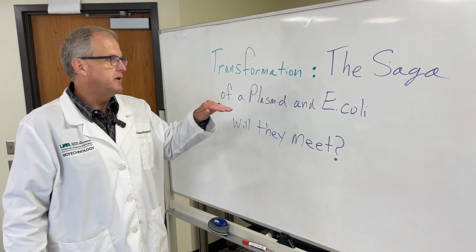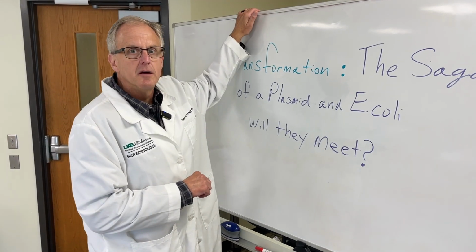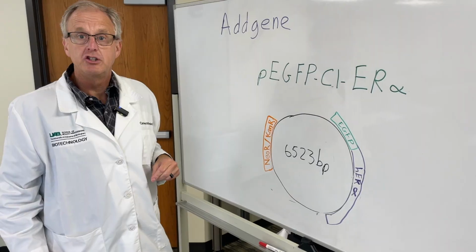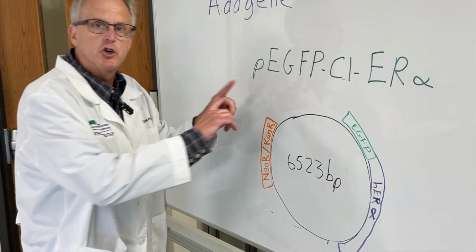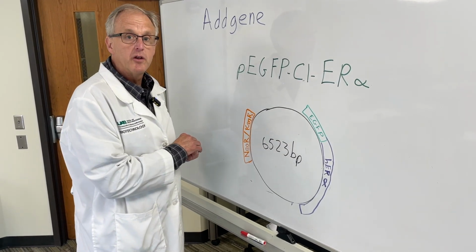Today we have a saga for you. It is called Transformation, the saga of a plasmid and E. coli. Will they meet? Here's today's plasmid. It's from Addgene. It's the pEGFP-C1 ER alpha, a circular piece of DNA, our plasmid. It's 6,523 base pairs long.